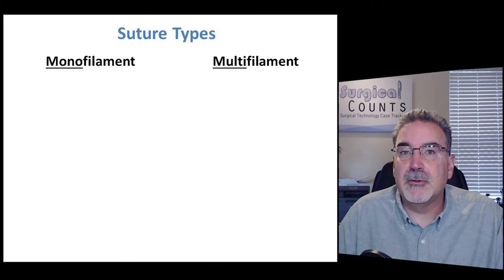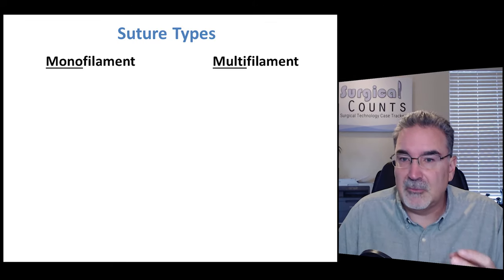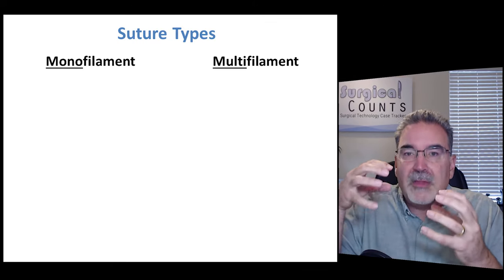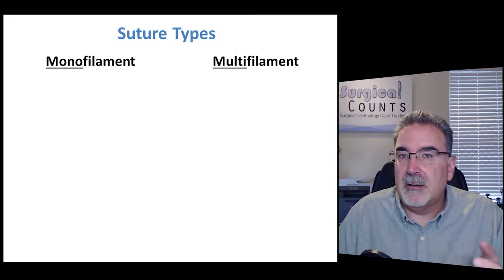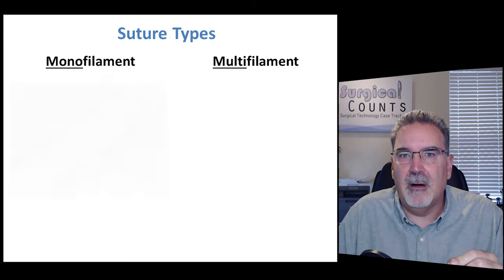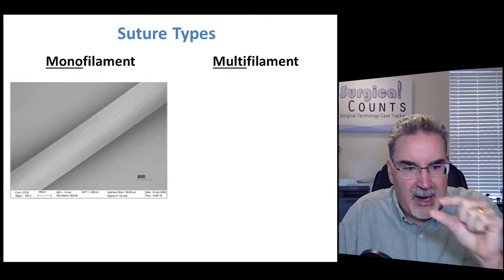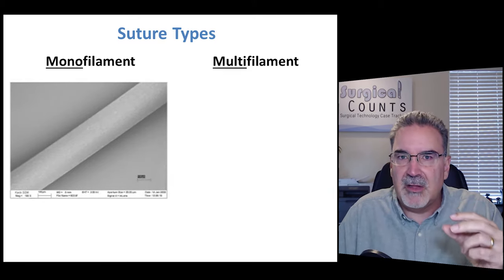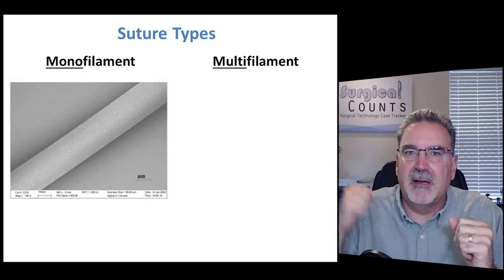Another way of classifying suture looks at the filament. Now, what we mean by filament is we're looking at the thread itself, what the thread itself is made up of. All right, so suture thread can be made up of a monofilament, meaning a single strand of solid material. Think of a nice solid wire. It's just a solid one-strand material.